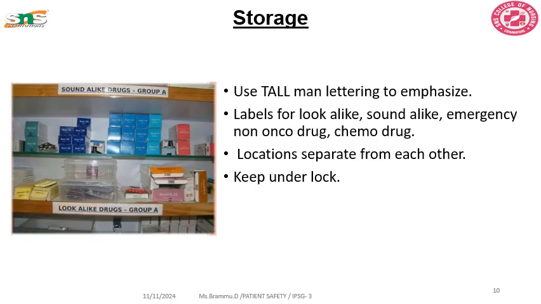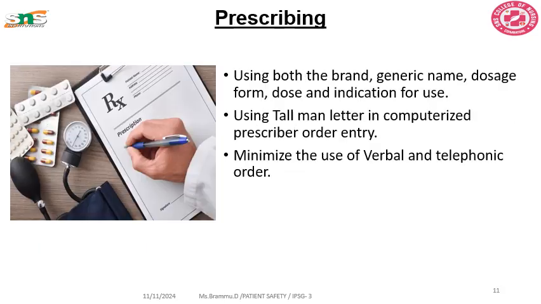Whenever we store look-alike or sound-alike drugs, use tall man letters to emphasize whether it is the exact drug we are looking for. You can also label the look-alike and sound-alike emergency drugs and chemo drugs with different color codes. Keep them separate from each other so they are not very close, and keep them under lock and key. Whenever it is necessary, we can remove it and use it.